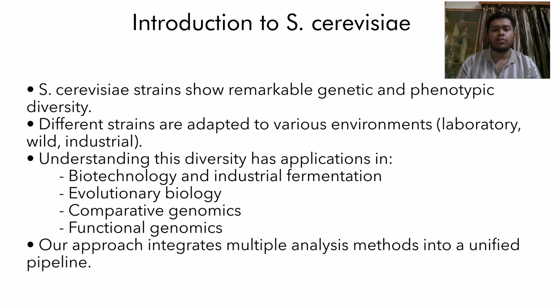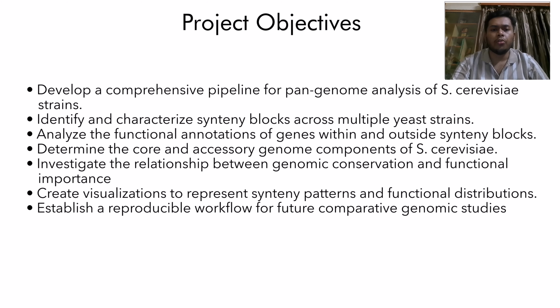Despite its relatively small genome size of approximately 12 million base pairs, Saccharomyces cerevisiae contains about 6,000 genes, many of which have human homologs. This makes it an excellent model for studying fundamental cellular processes relevant to human biology and disease. Our project has several key objectives that guide our approach and implementation. First, we aim to develop a comprehensive pipeline for pangenome analysis of Saccharomyces cerevisiae strains.